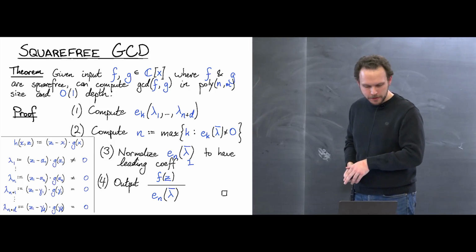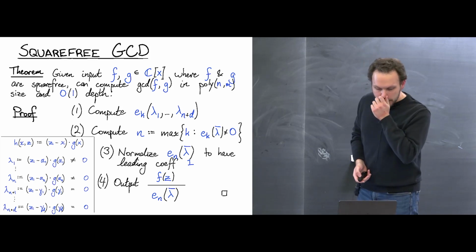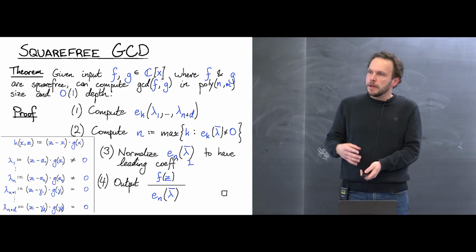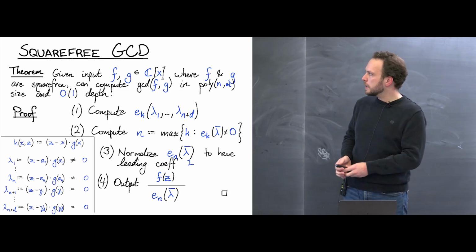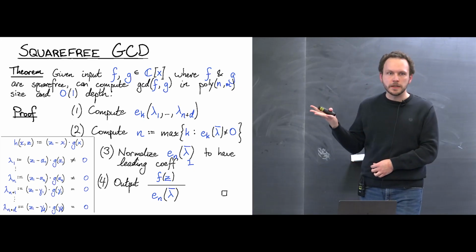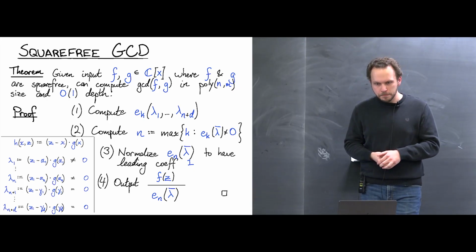Okay, other questions? Okay, so this handles the square-free case. I want to give you at least a little bit of a sense of how you might handle the multiplicities when you're computing the GCD, right? Because this handles the case where f and g don't have any multiplicities at all. How might you incorporate those multiplicities into your algorithm?